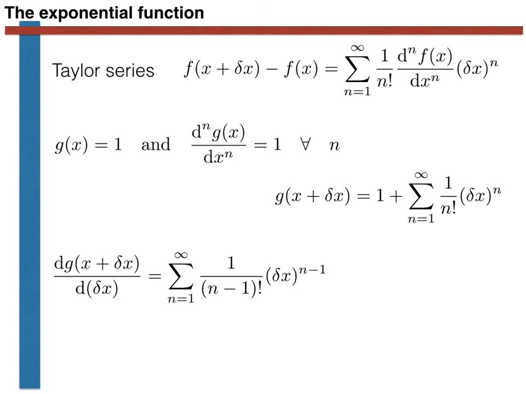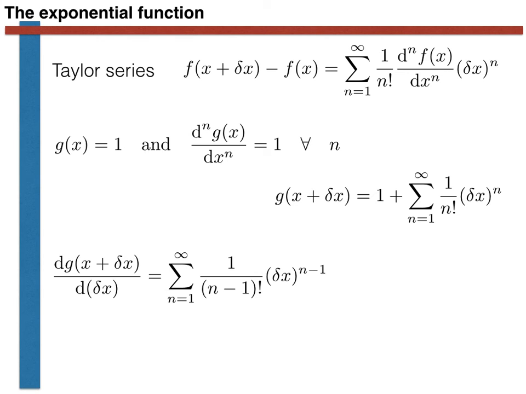For each of the terms of 1 over n factorial multiplied by delta x to the power n, we lower the exponent by 1, giving delta x to the power n minus 1, and multiply by n, giving 1 over n minus 1 factorial, as shown here.